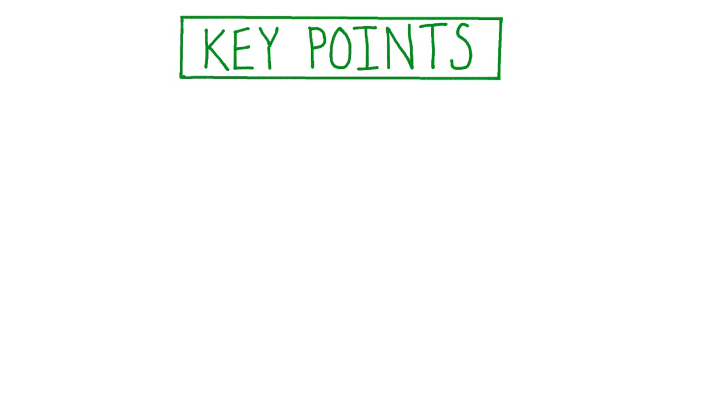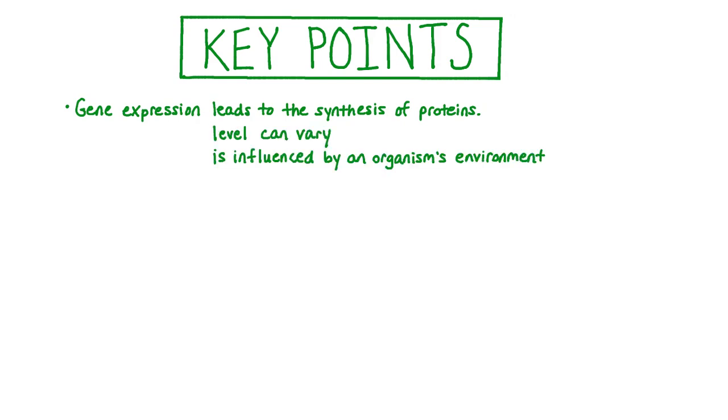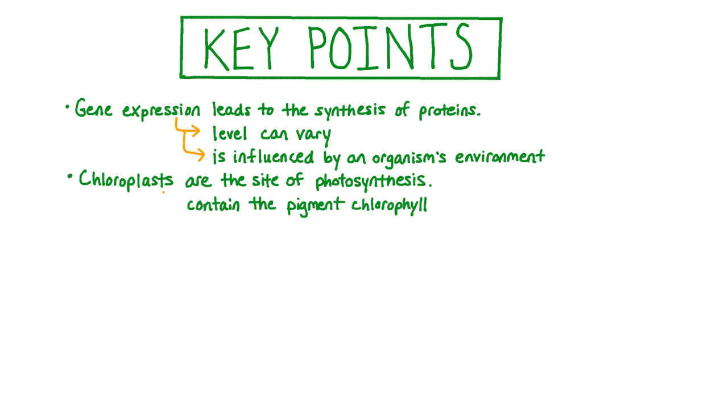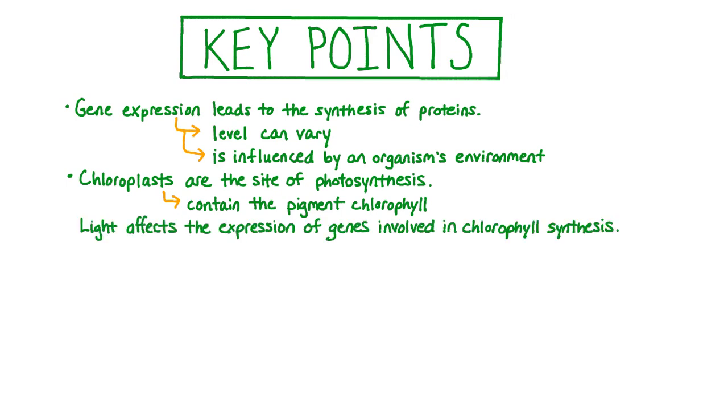Now let's review some of the key points from the video. Gene expression leads to the synthesis of proteins. The level of gene expression can vary, and this variation is influenced by an organism's environment. Chloroplasts are the site of photosynthesis, and they contain the green pigment chlorophyll. In plants, exposure to light affects the expression of genes involved in chlorophyll synthesis.